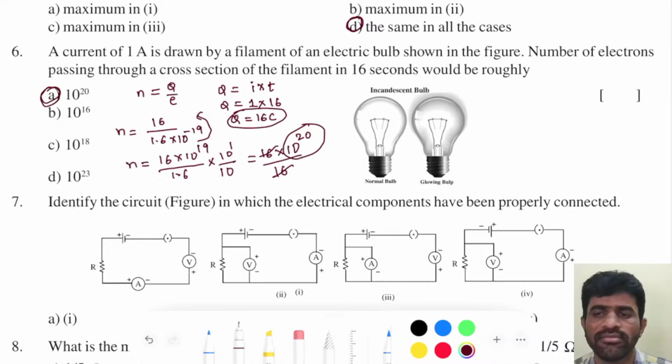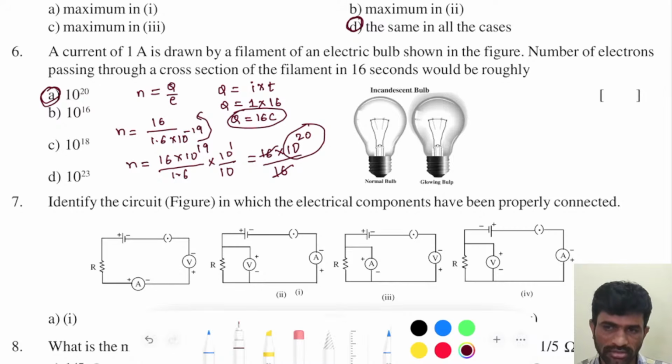10 to the power of 20 is correct. Hope you understood this. So first you find charge and then use that formula N is equal to Q by e. Then you'll get the answer, 10 to the power of 20.